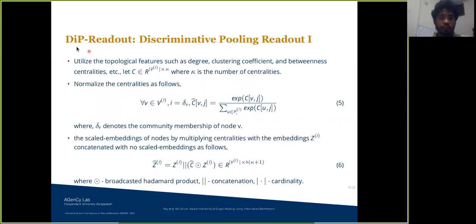To design our deep readout function, we utilize k topological features such as degree, clustering coefficient, betweenness centrality, and so on. Then we normalize the centrality values separately for each community, scale the node embeddings by the centrality values, and concatenate them with the node embeddings to get the expanded embeddings for each node, Z tilde.